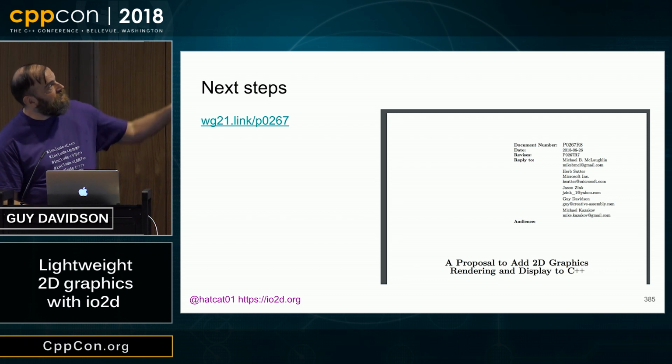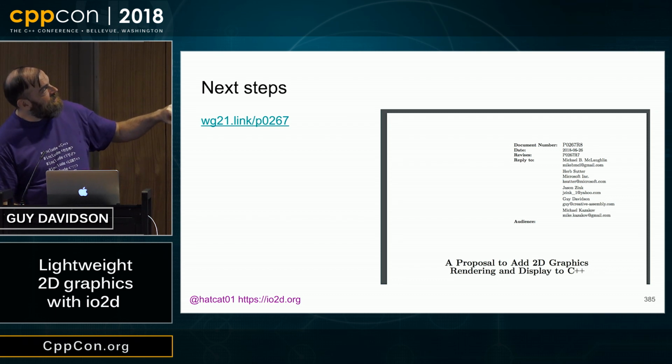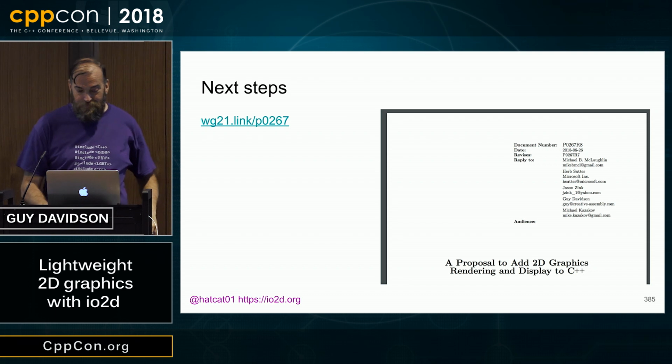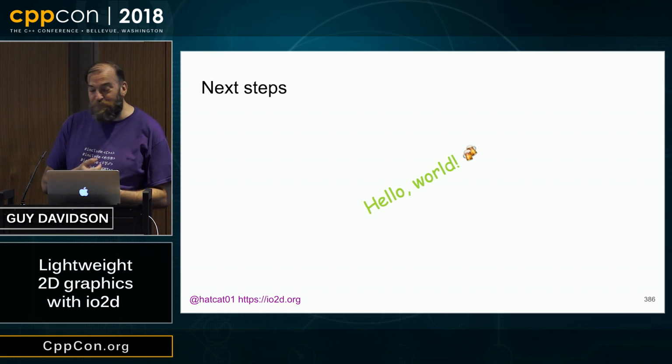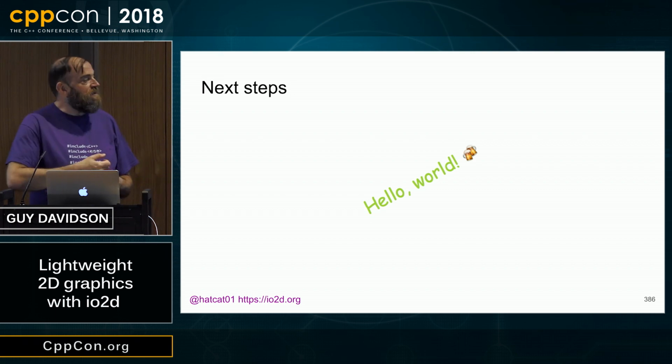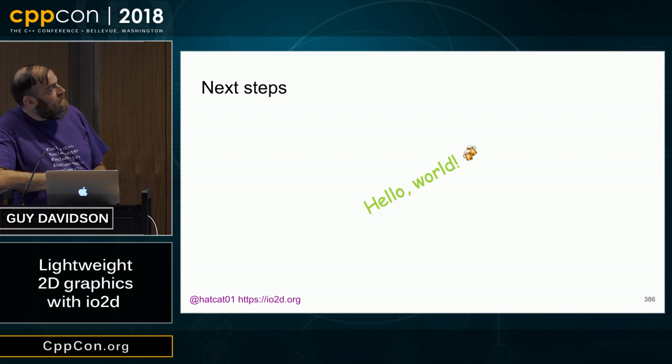You can find it at wg21.link/p0267. Indeed, any paper from the committee can be found by going to wg21.link and entering the number of the paper. Of course, we seek to add text and input in the fullness of time. Michael Kazakov is working on that as well. Text is coming along quite nicely. We've even got emoji. We're quite pleased about that.